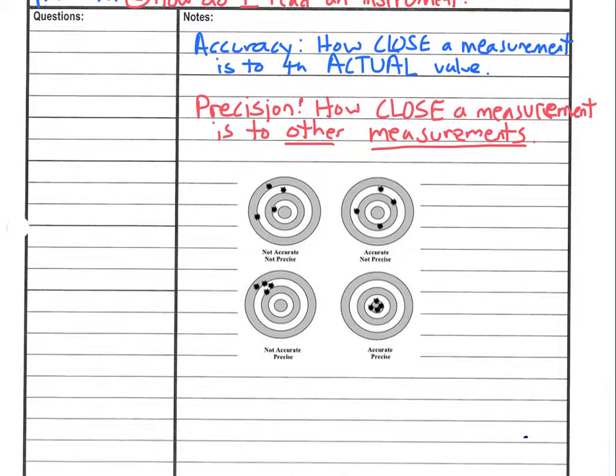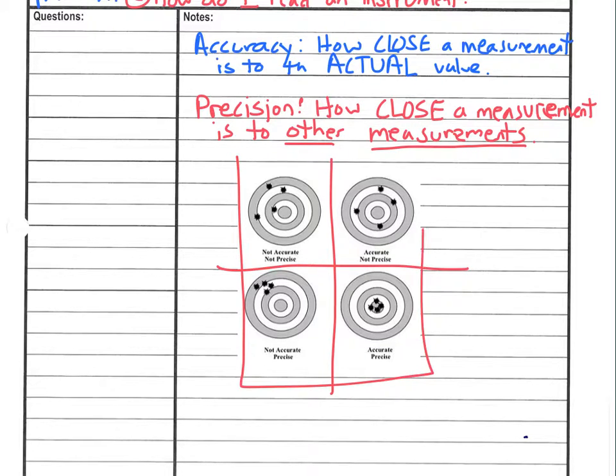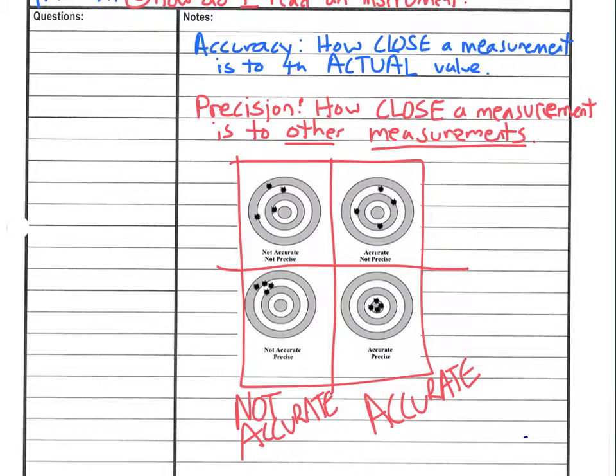And so let me draw some lines on here, on our little box here. Okay, so the ones on the left are not accurate, and the ones on the right are accurate. And you can see that there's also some difference. The ones on the top are not precise, and the ones on the bottom are precise.